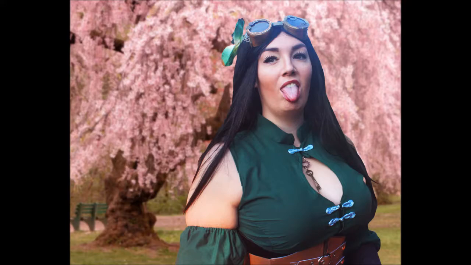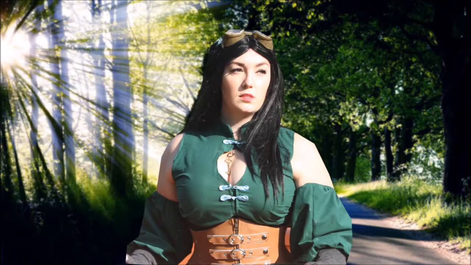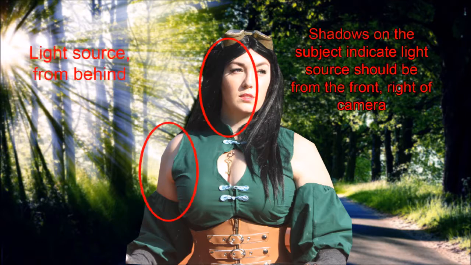I want to talk about a bad edit. I did mention at the beginning to watch your lighting. This is an example of a bad photo. As you can tell, the lighting on my face is coming in from the right side. You can see shadows on my nose and the side of my face, yet the background photo appears to have light shining in from the back on the left side.